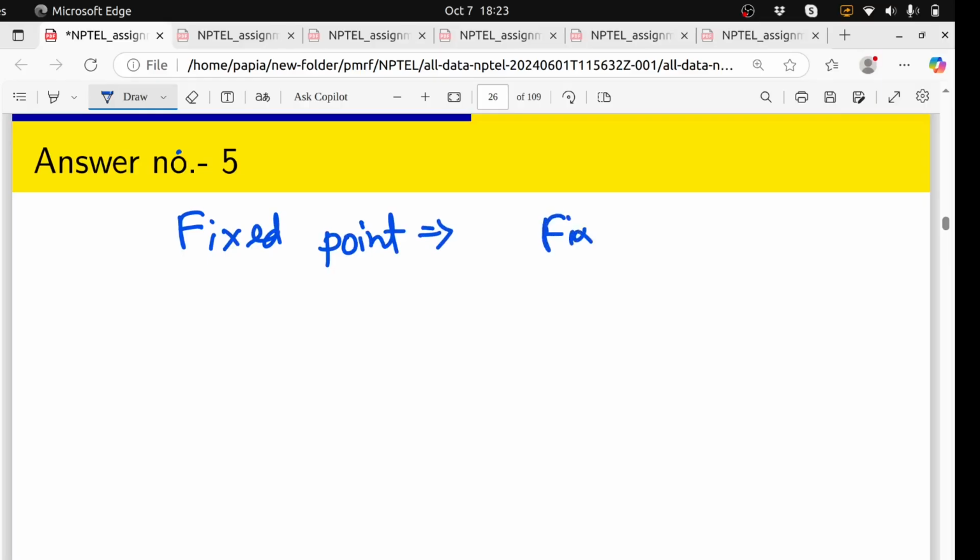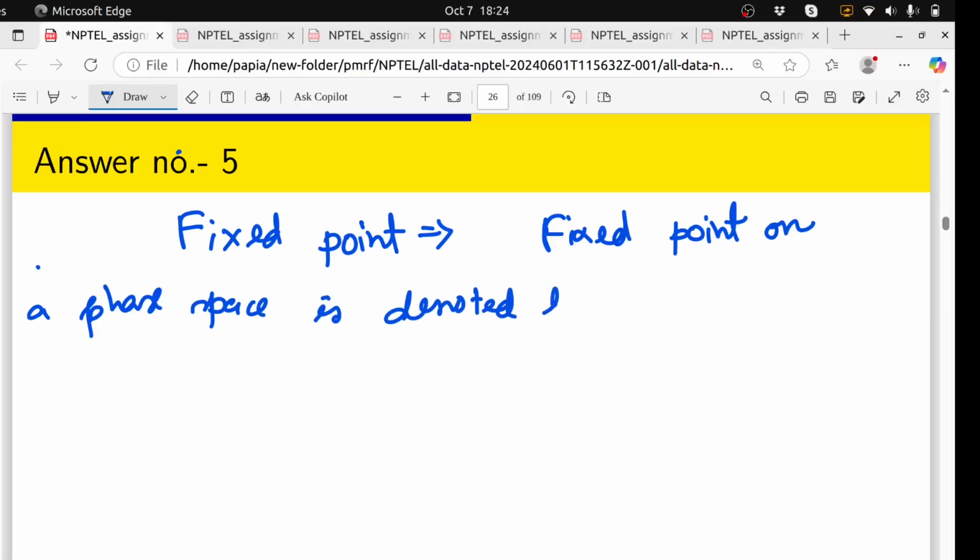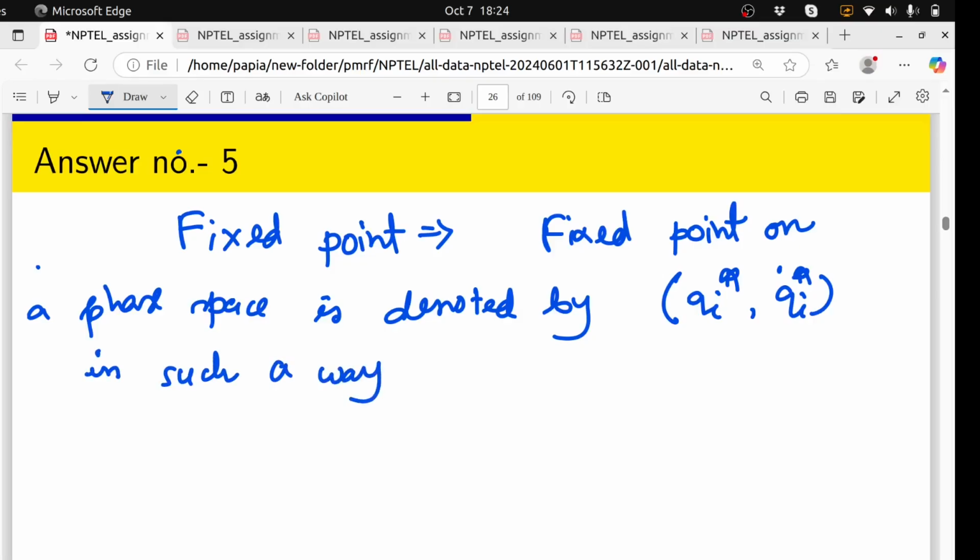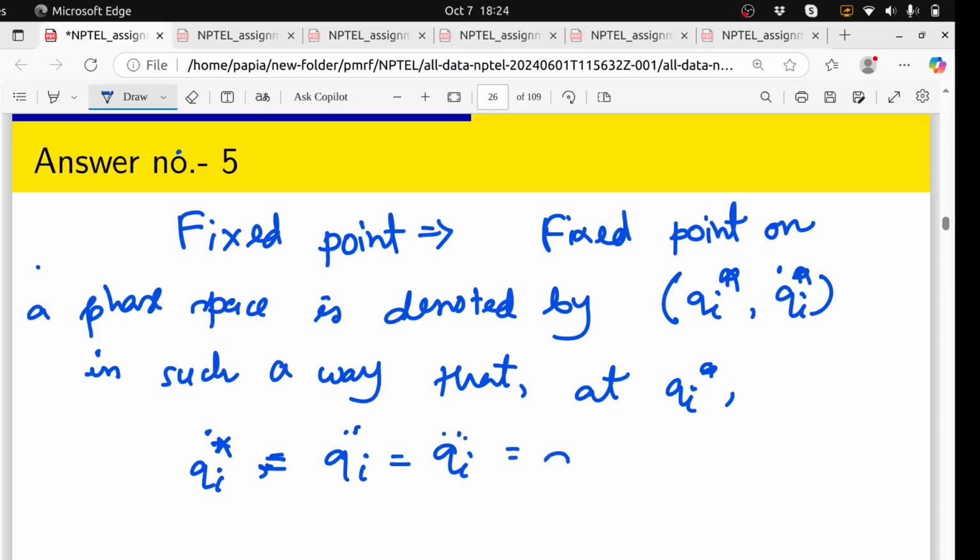So a fixed point on a phase space is denoted by q_i star dot, in such a way that at q_i star, q_i dot, q_i double dot, q_i triple dot, all will be 0.